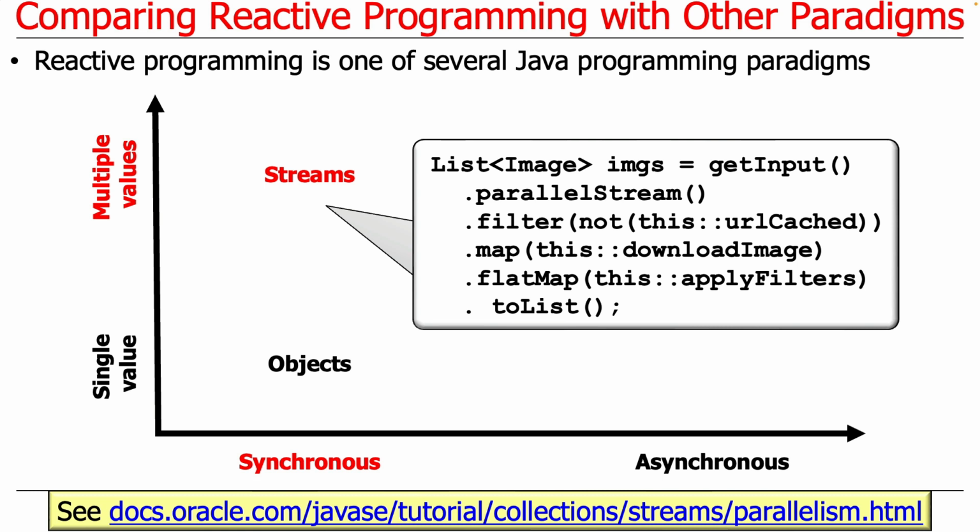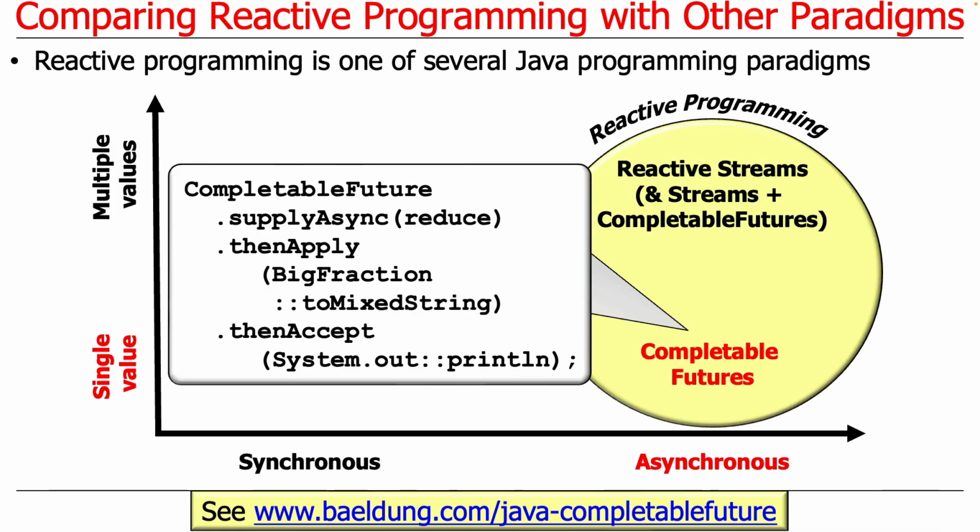not using parallel stream. The next turn of the crank, which also ironically came out in the 2014 timeframe, was completable futures. And completable futures are asynchronous because you start operations and they run in a background thread without blocking the caller, but they produce a single value.